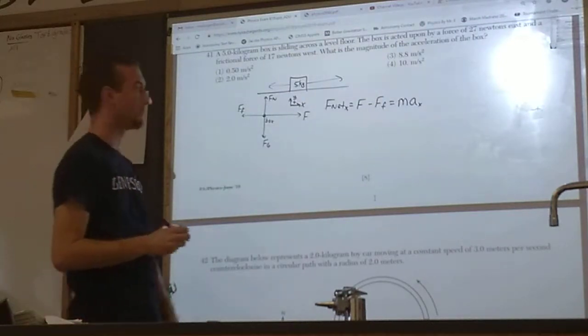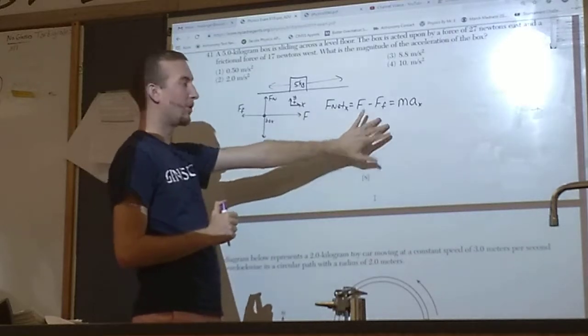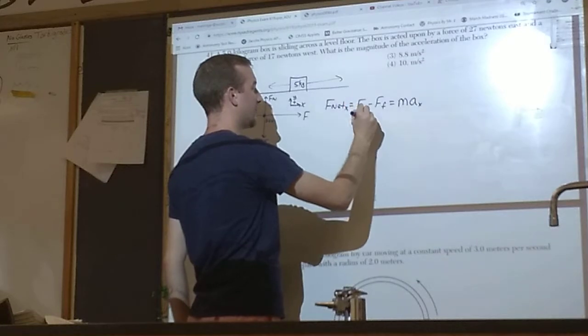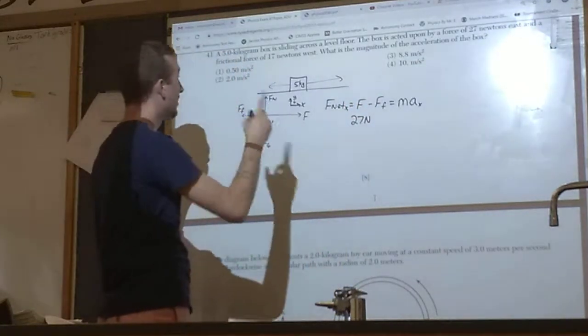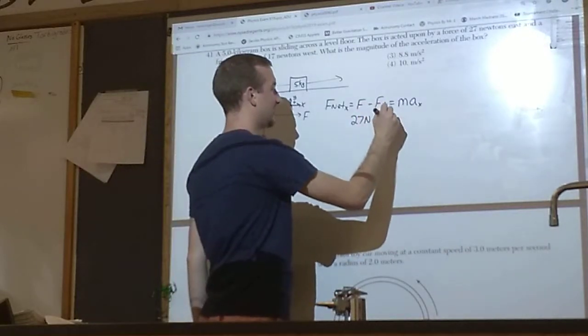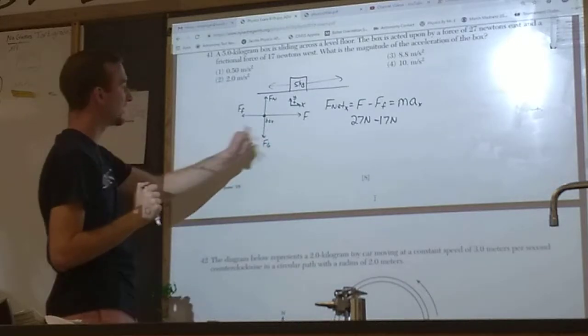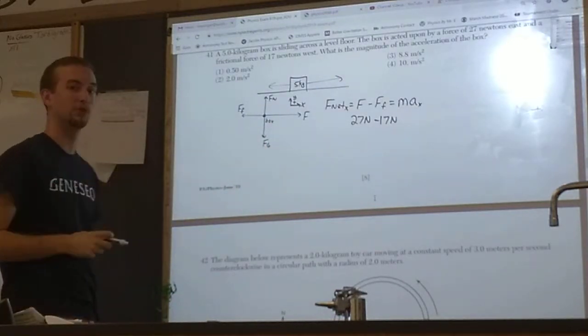Now we just have to plug our numbers in. We've got our diagram, we've got our net force equation, now we solve. The force is 27 newtons to the east. We did kind of coincidentally pick east to be our positive direction. Force of friction is 17 newtons. It is negative, or we put a minus sign in front of it, because that is in the opposite direction, the direction opposite that which we called positive.